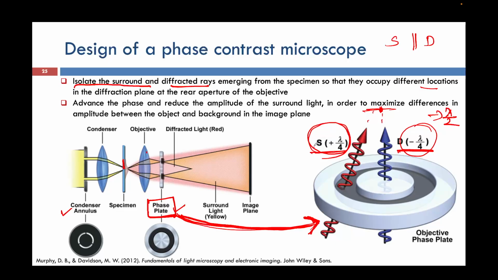Okay, so what does this phase plate do? This phase plate eventually advances the undeviated ray's path by lambda by 4 and retards the deviated or diffracted ray's path by lambda by 4. So this is advance, this is retard. Retard means you can say decrease. This is acceleration, this is deceleration. So we retard the path of the diffracted ray so that we will get different contrast in our image. Then that is how we will be able to see some of the features, some of the living cells in phase contrast microscope mode.